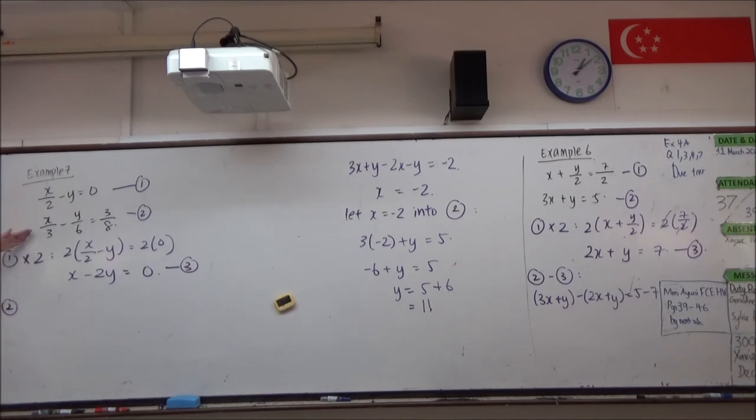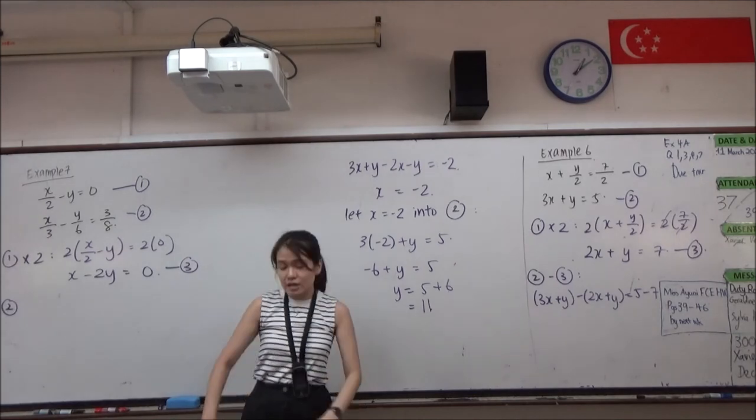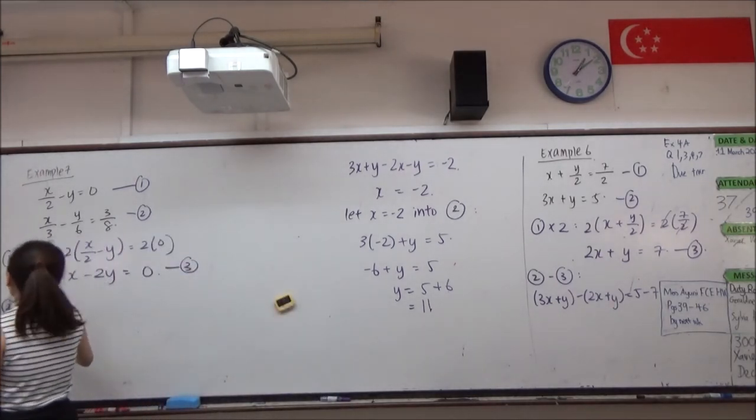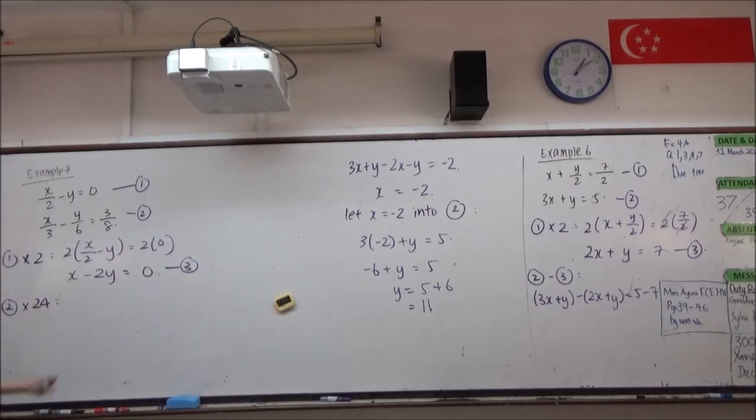For equation 2, Hayward is saying times 3. Does times 3 help to get rid of every single denominator? No, right? It only helps to get rid of this one. We still need to deal with this. Is there a single number that I can multiply throughout and get rid of all the denominators together? 24? Yes, I think it can be 24. So we multiply by the lowest common multiple. 24 works for every single 3, 6, and 8.